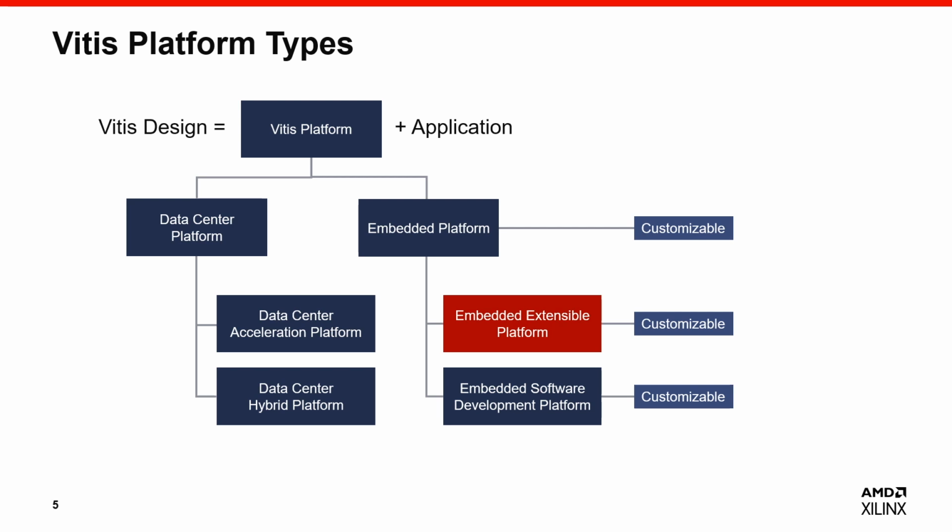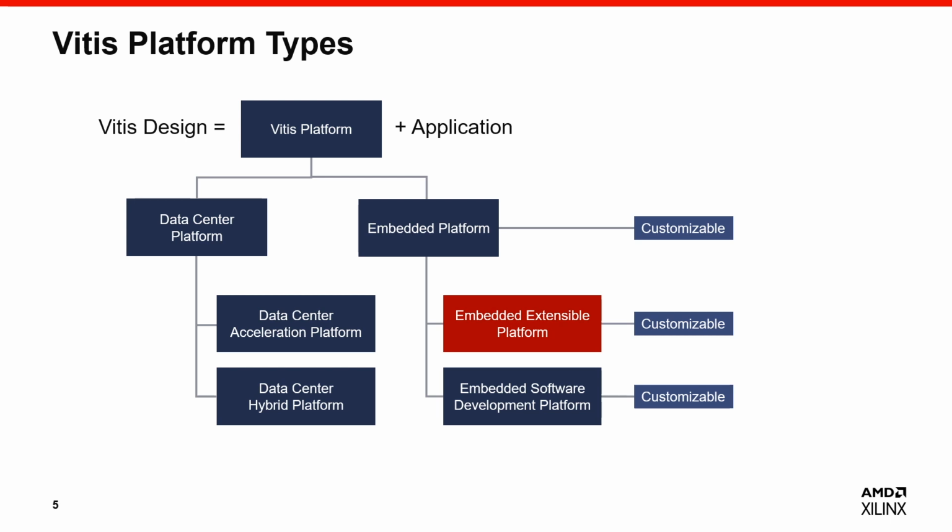If we classify the platform types, data center and embedded platforms can be the two major types. Data center platforms work as an accelerator for x86 CPU hosts. The x86 CPU controls data center cards through PCIe. Embedded platforms can work by themselves. They don't need external host processors.